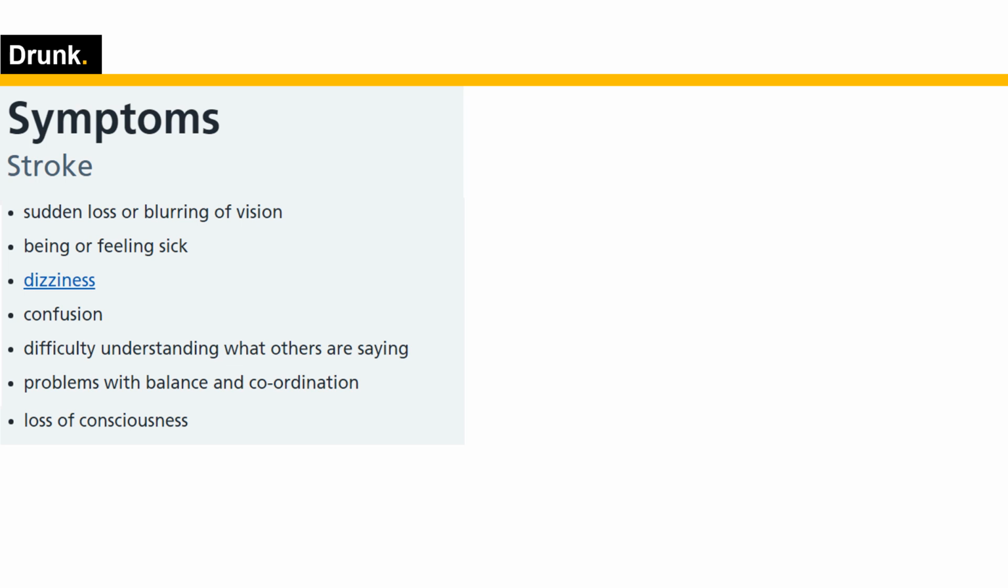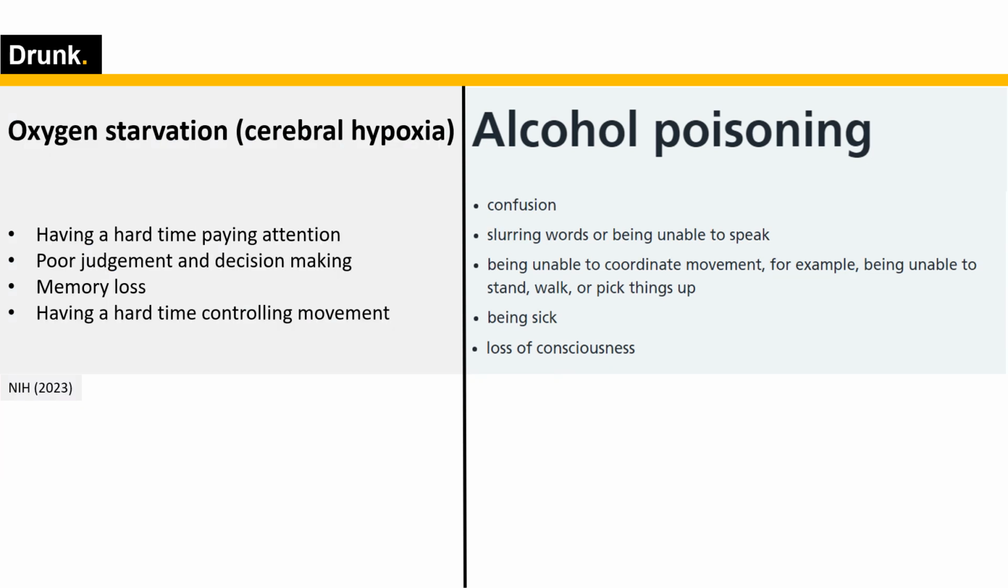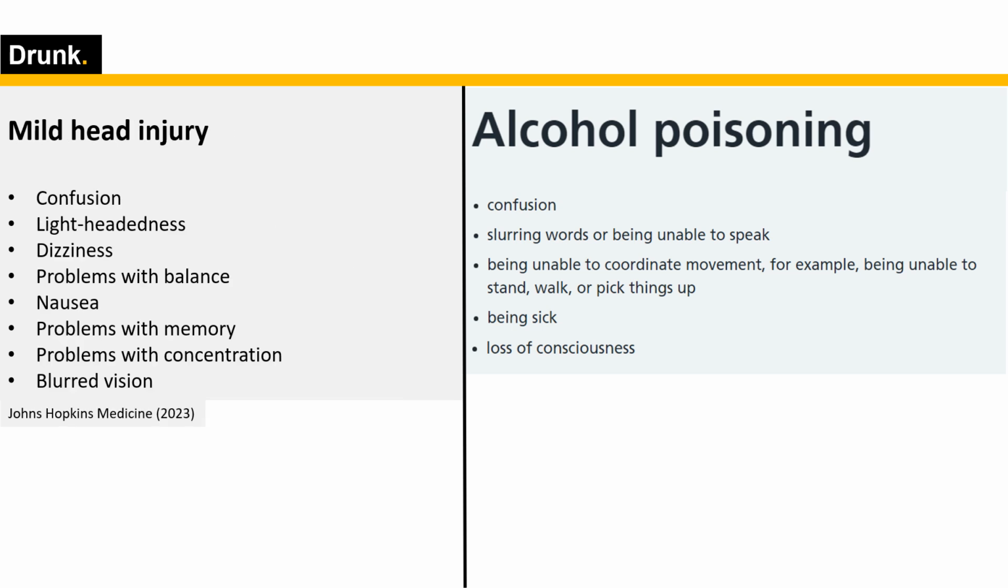But if you take the symptoms of a stroke and put them side by side with the genuine symptoms of alcohol poisoning from the NHS, you'll find these symptoms marry really easily together. They're more or less identical. You can also compare it to oxygen starvation and you can compare it to mild head injuries. If you look down the list there, we've got much the same symptoms. Confusion, lightheadedness, dizziness, problems with balance, nausea, problems with your memory, concentration and blurred vision.